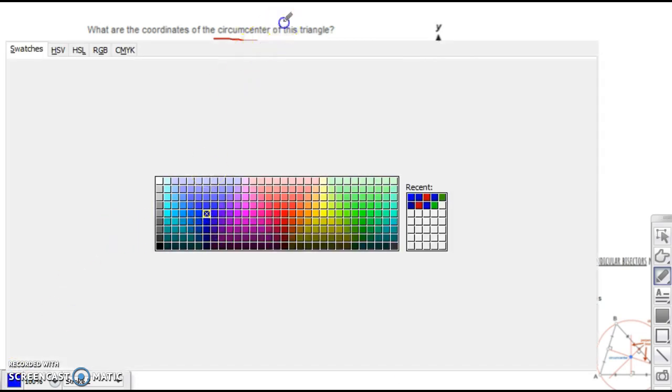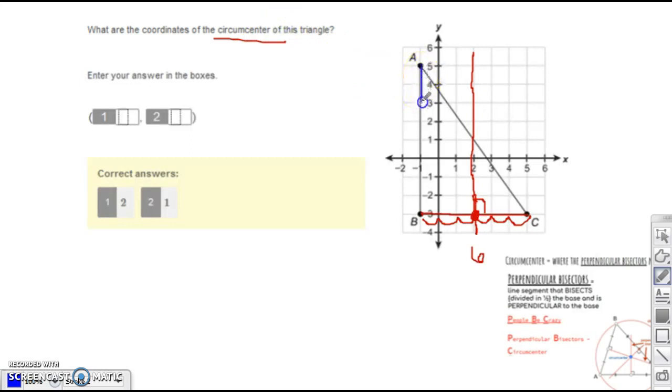Alright, now I'm going to do the same thing for side AB. I'm going to start off by counting the total length. 1, 2, 3, 4, 5, 6, 7, 8. Since the whole thing is 8 units long, if I want to bisect it, I would need to go 4 units, because that's half of 8.